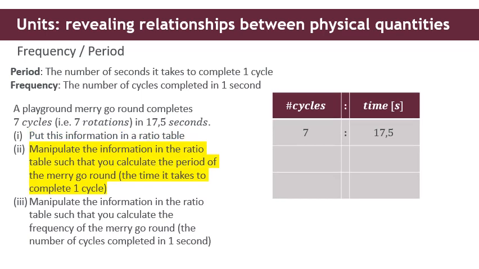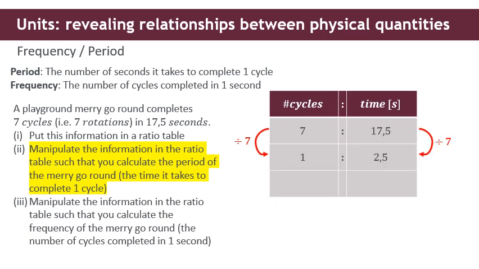Second question, calculate the period of the merry-go-round, the time it takes to complete 1 cycle. So we want a 1 in the left-hand cycles column. How did we get from 7 to 1? We divided by 7. What do we do to the left? We do to the right. And we get 2.5 seconds. So to complete one cycle, a merry-go-round takes 2.5 seconds.